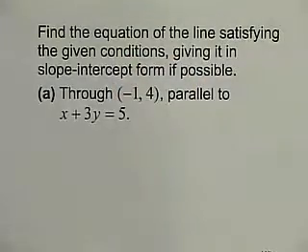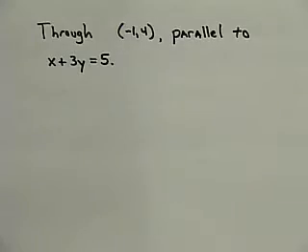Here we're asked to find the equation of the line satisfying the given conditions, giving it in slope-intercept form if possible. The first example is a line that goes through the point (-1, 4) and is parallel to the line x plus 3y equals 5. In order to start this, we should take the line that we know is parallel, x plus 3y equals 5, and find the slope of that line.